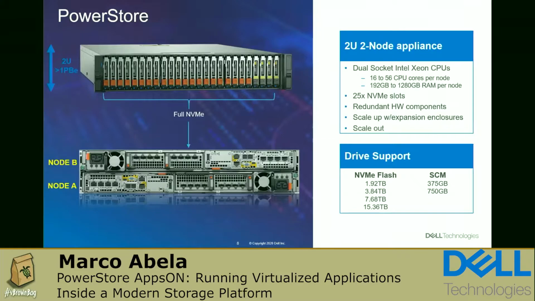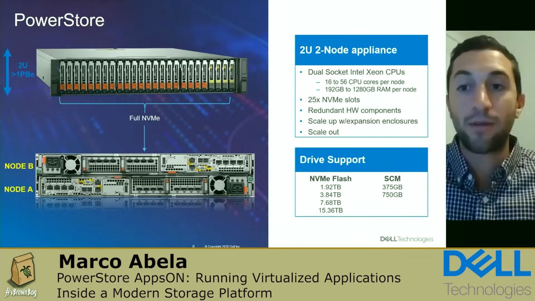Both of these models, the PowerStore T or the PowerStore X with AppsON, run on the exact same PowerStore hardware, which is a fully redundant dual node appliance with each node having dual socket Intel CPUs that can scale from 16 to 56 CPUs per node and 192 gigs of memory to 1.28 terabytes of memory per node. And again, it's two nodes per 2U appliance.